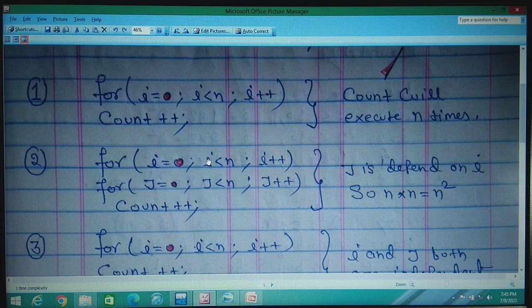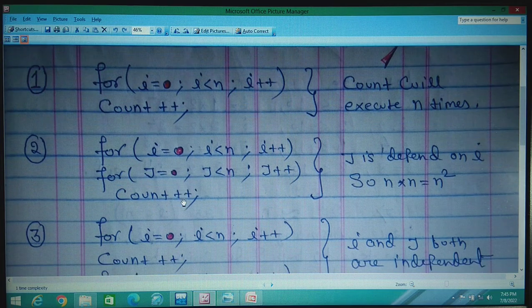In this condition, you can see that this j totally depends on i. It means that this count will execute n square times because it is working n times, and it is working n times. I think that you understand.